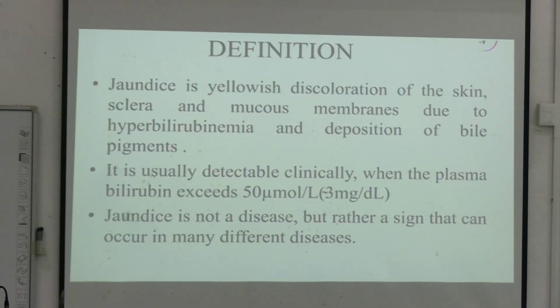So definition of jaundice. Jaundice is yellowish discoloration of the skin, sclera, and mucous membrane due to hyperbilirubinemia and deposition of bile pigment. It is usually detectable clinically when the plasma bilirubin exceeds 3 mg per dL. Jaundice is not a disease, but rather a sign that can occur in many different diseases.